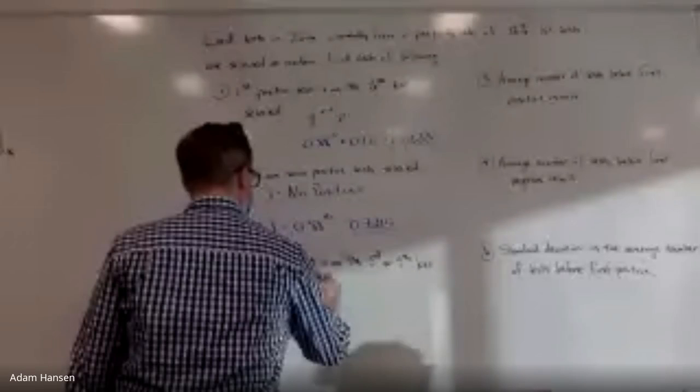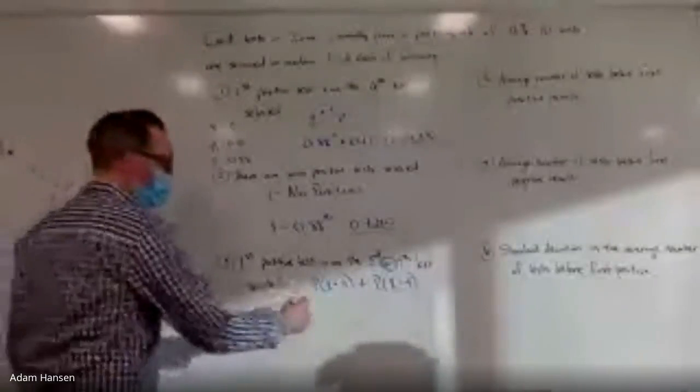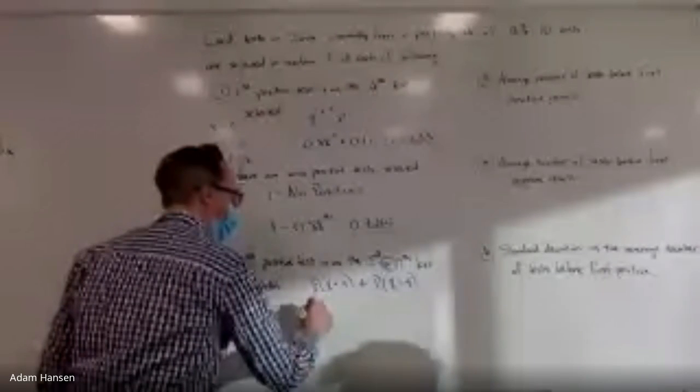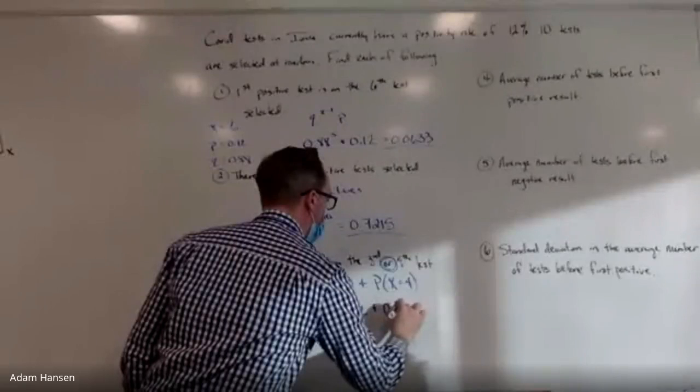What's the probability that I get the first positive result on the third test chosen? It's either the third or the fourth test. So when I have an or statement like that, we combine the two probabilities together. If I get the first positive result on the third test, what happens on the first two I would have picked? Okay. So 88% are negative. That happens the first two times. And then the last result is positive.